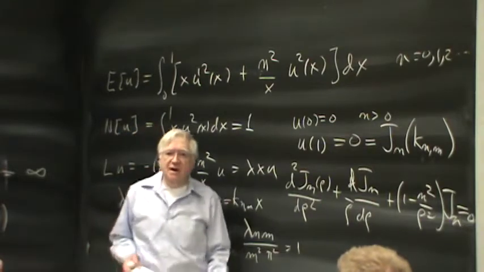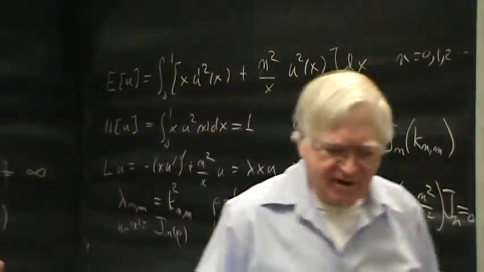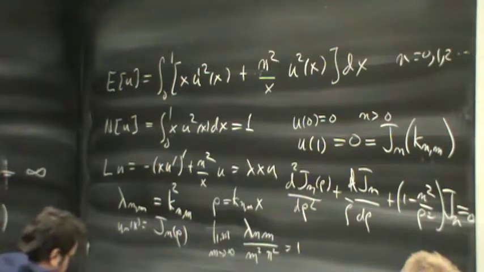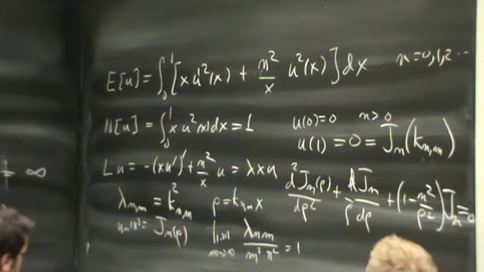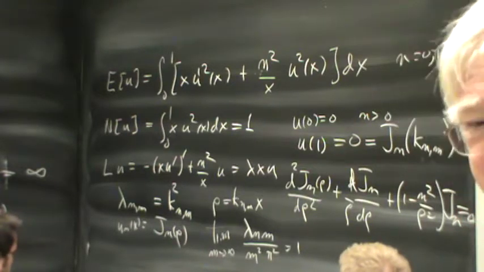Yes? So we calculate k_nm according to the boundary condition. Let me get closer so I can hear exactly what you're saying. So we calculate k_nm as the zeros of the Bessel functions, and what's the value? I mean, how do we calculate it? Well, that's a British state secret.